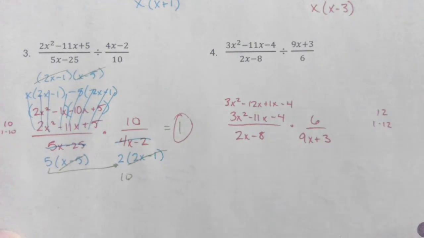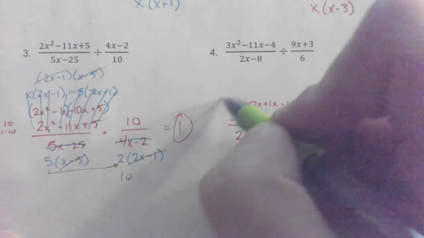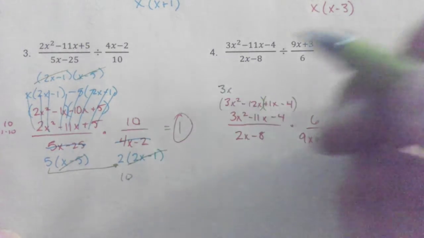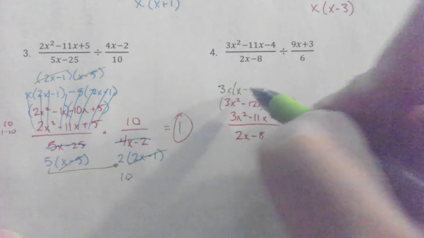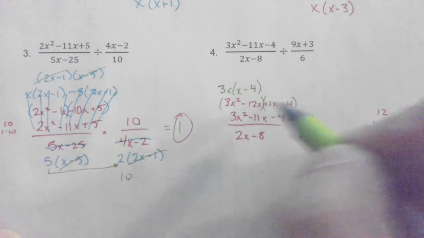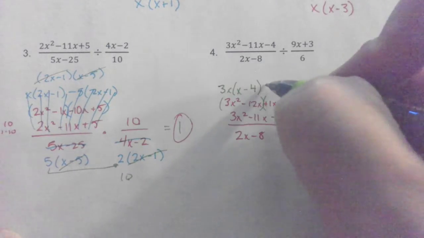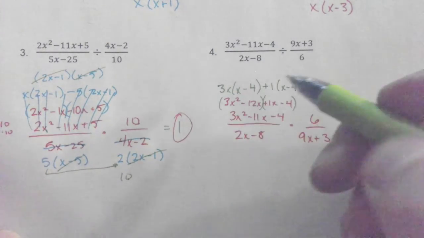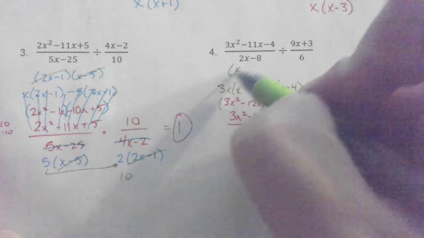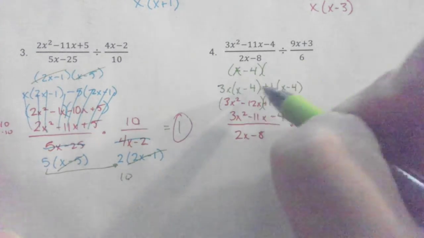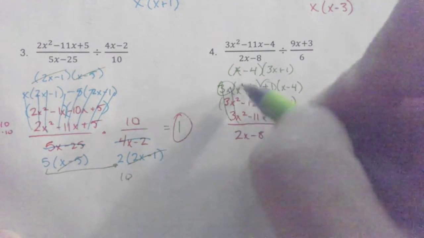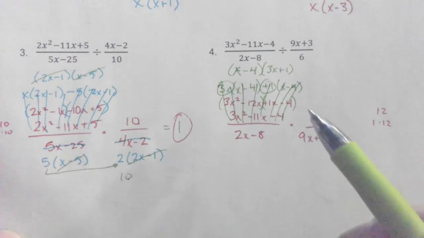We did that to group them together, so let's make the groups. What's in common in that first group? A 3x. Divide by 3x, and you're left with x minus 4. In the second group, there's nothing in common, so that's the understood plus 1 times x minus 4. Those match, so that's good. x minus 4 times the leftovers, 3x plus 1. Okay, I'm going to cross all that out so I don't get confused by it.